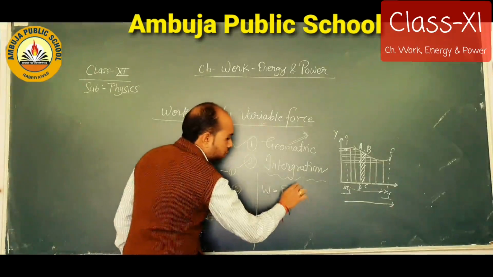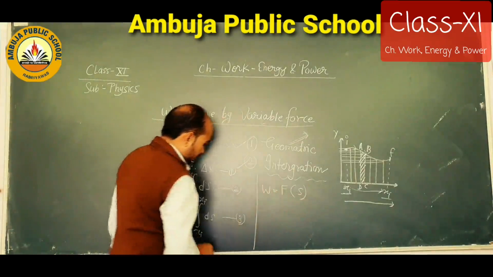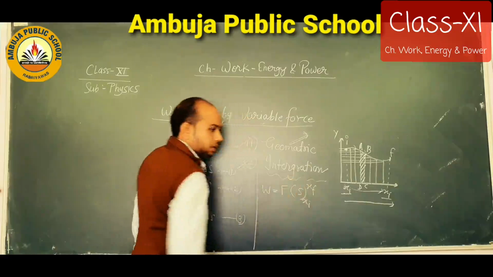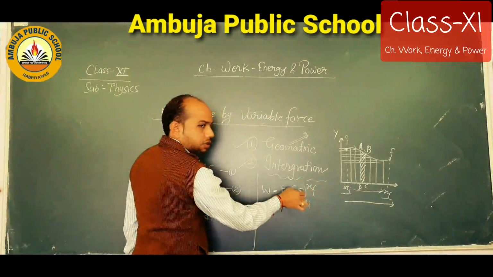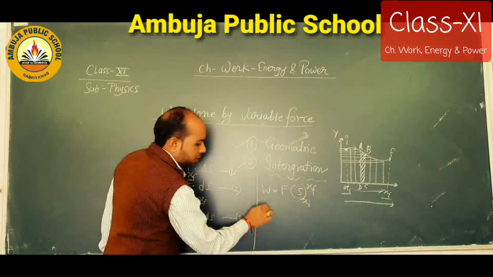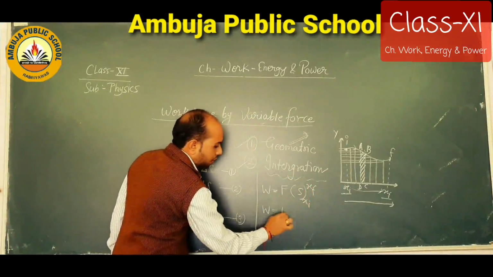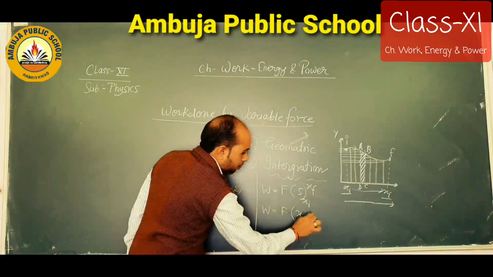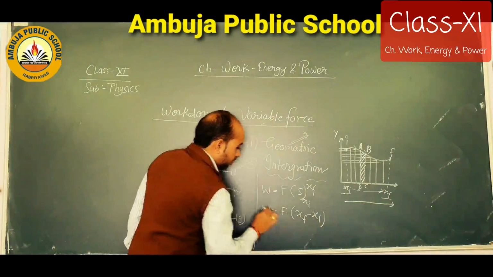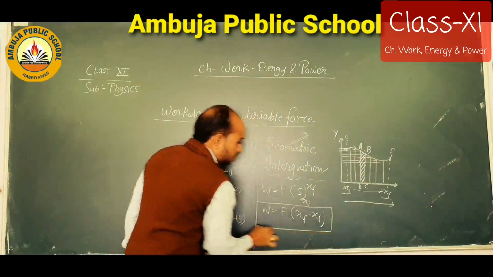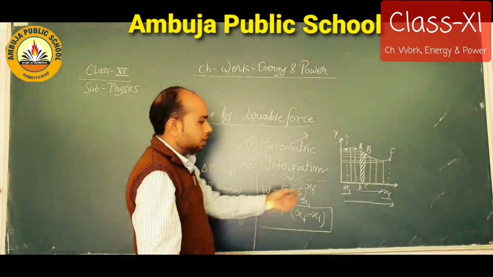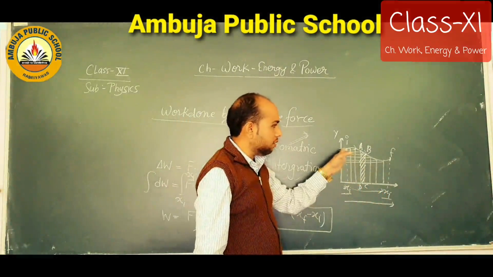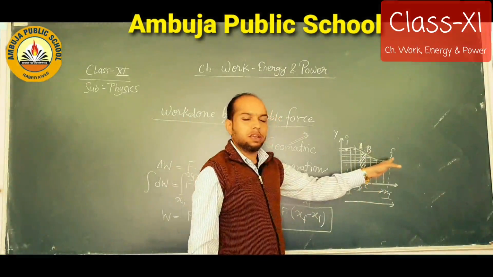So integration of ds becomes only s, and its limit is initial to final. Now, upper limit minus lower limit as per the property of integration. So W equals F times (x final minus x initial). That means by knowing only initial and final displacement, we find out how much work is to be done to move the object from initial to final.